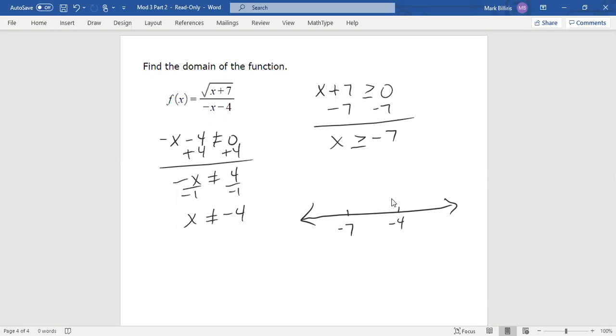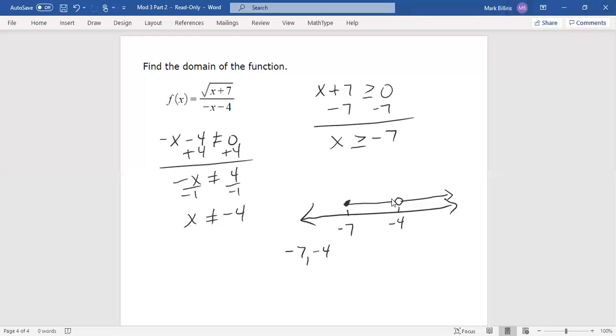Now we pay attention. X cannot equal negative 4, so I'm going to put an open circle telling me it cannot equal negative 4. It says x is greater than or equal to negative 7. Since it can equal negative 7, that gets a solid point. So the values that are greater than are to the right. So our graph would go here and not include negative 4, but then continue past negative 4. So now let's look at our boundaries. Our first segment begins at negative 7 and ends at negative 4.